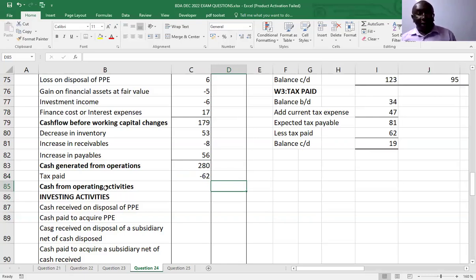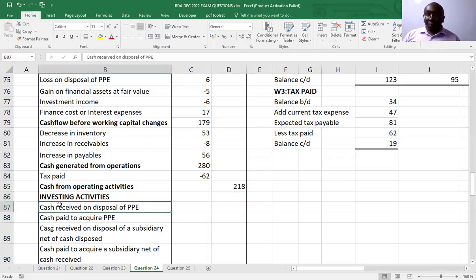The next thing is this cash from operating activities. Now we combine, we say equals to this plus this. Yeah, that way. Bring it there on its own column. So when we go there now, let's look for now the investing activities. So there is cash received on disposal of PPE. So let's look for whether there was a disposal.